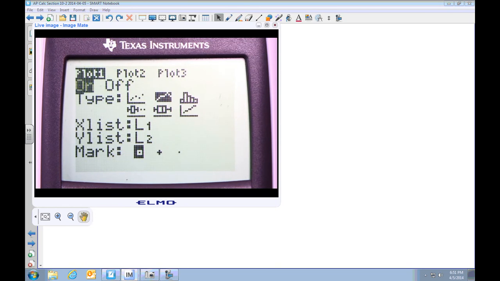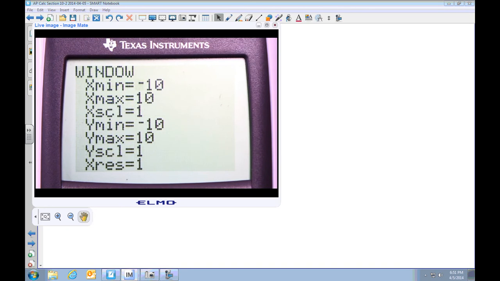Turn that first one on. I'm going to go ahead and do a connected scatter plot there. We'll use list 1 and list 2, and I'll use this square here as my mark just so I can see each of those points. Let's just set up our window.